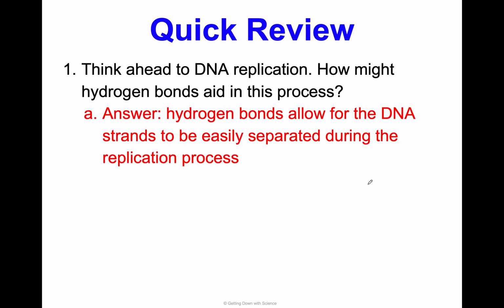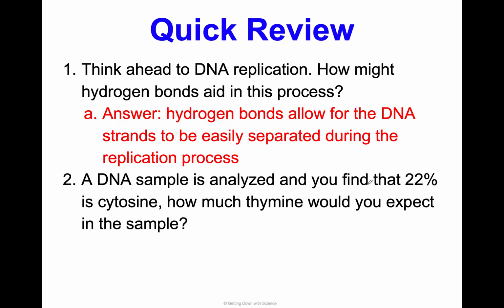Hydrogen bonds allow for DNA strands to be separated, right? Remember, hydrogen bonds are like the weaker of the bonds here. Together they are strong, but individually they are weak. So these hydrogen bonds allow for the strands to be separated. It's like a zipper. We're going to pull the zipper apart.